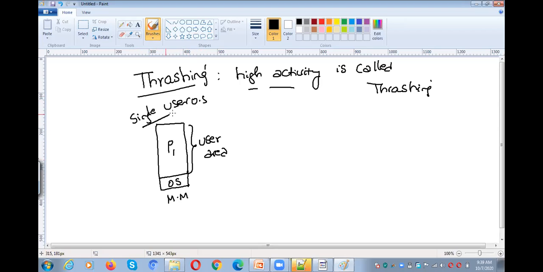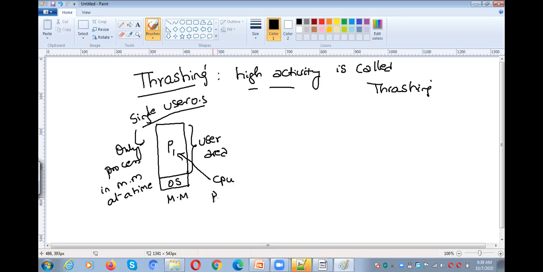what happened? There is only one process in the main memory at a time. So what is the problem if you keep only one process in the main memory? Whenever there is a process waiting in the main memory, the operating system allocates the CPU to this particular process.